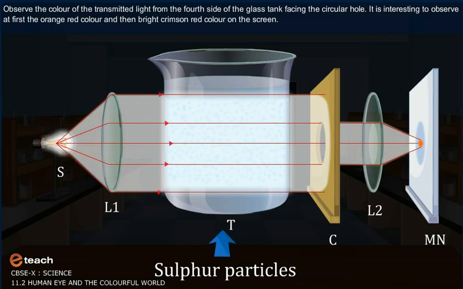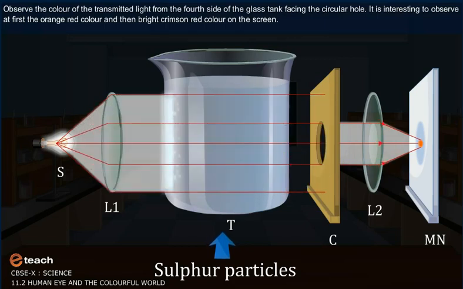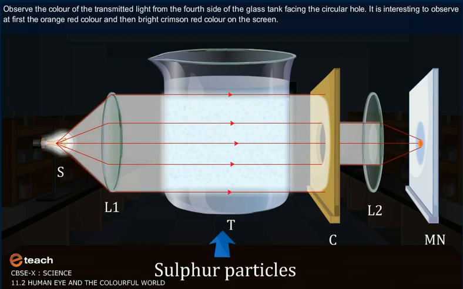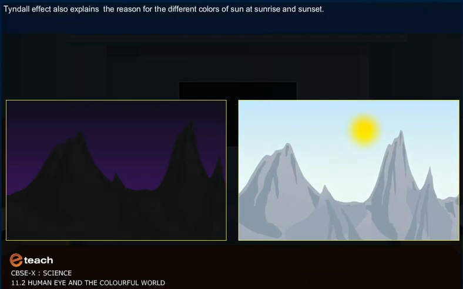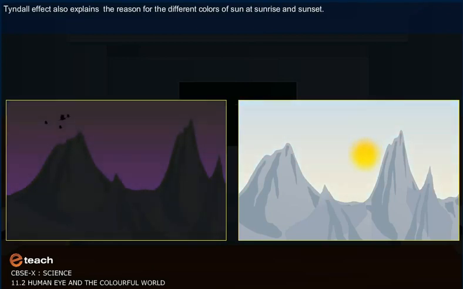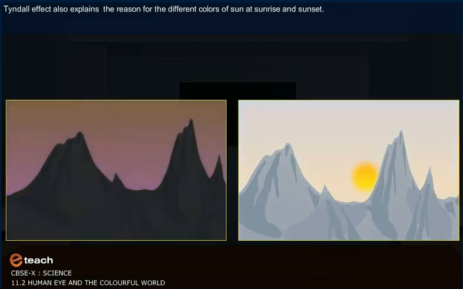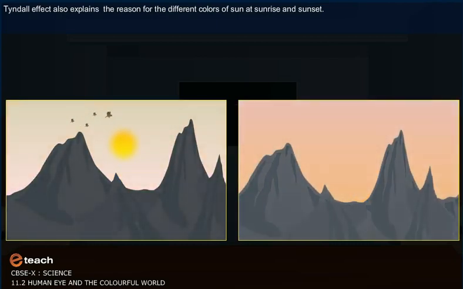Observe the color of the transmitted light from the 4th side of the glass tank facing the circular hole. It is interesting to observe at first the orange-red color and then bright crimson-red color on the screen. Tyndall effect also explains the reason for the different colors of the sun at sunrise and sunset.